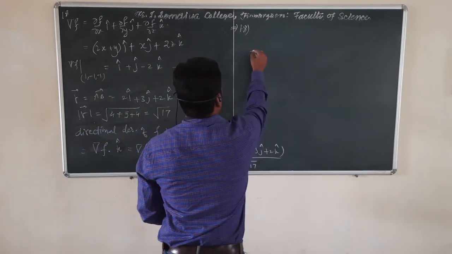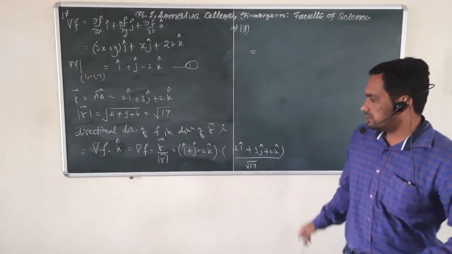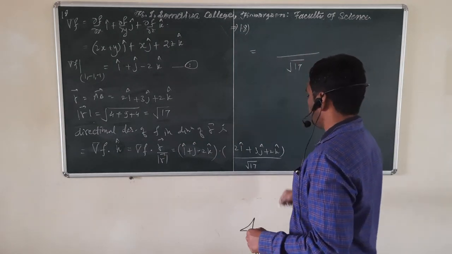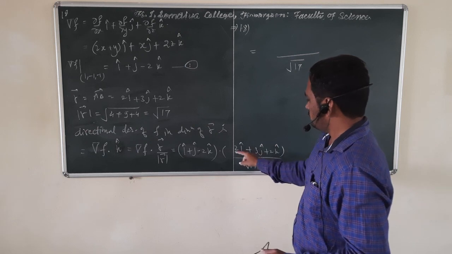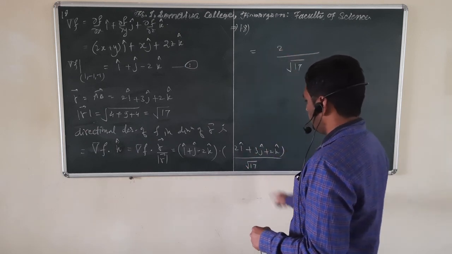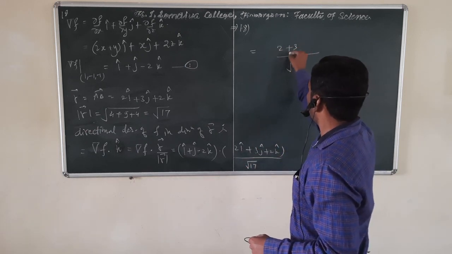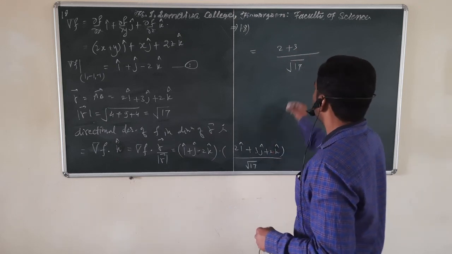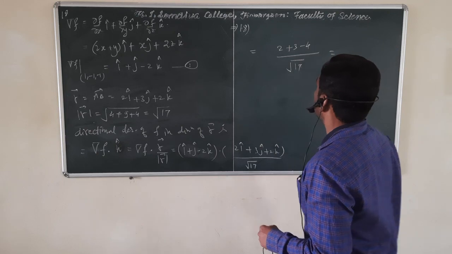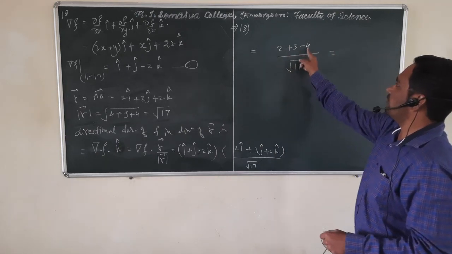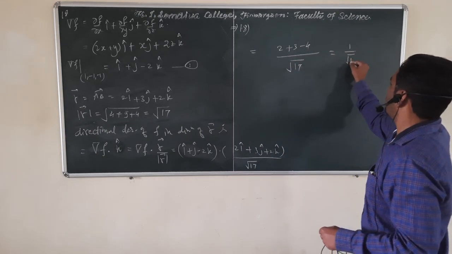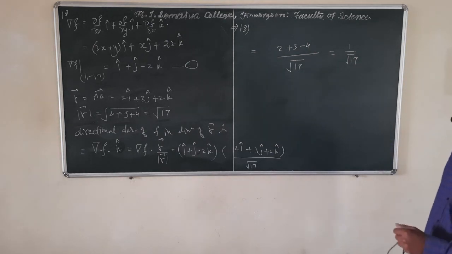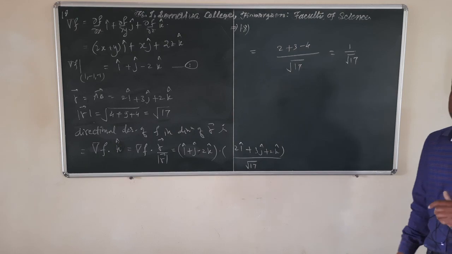Now we have to solve this. Divided by root 17, we get 2 plus 3 minus 4. So that is 5 minus 4, which is 1. So 1 by root 17. This is the directional derivative of the given function in the given unit vector direction.